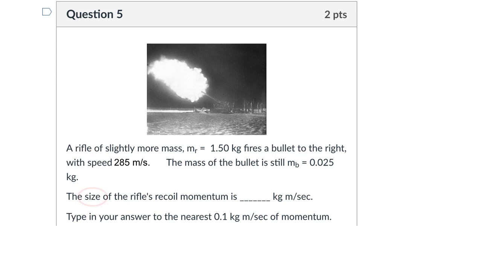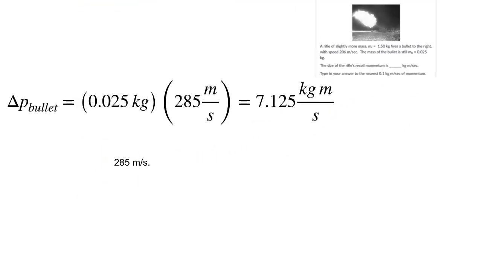So what we're going to do is just work on the size of the rifle's momentum. We know which direction it is. It's to the left. So now we just want to get how big it is. All right, so let me park this image off to the right and let's work it out. The momentum of the bullet goes from zero to about 7.125 kilogram meters per second.